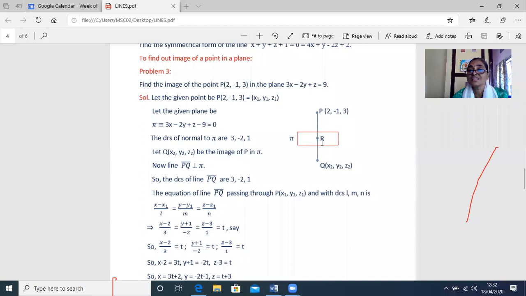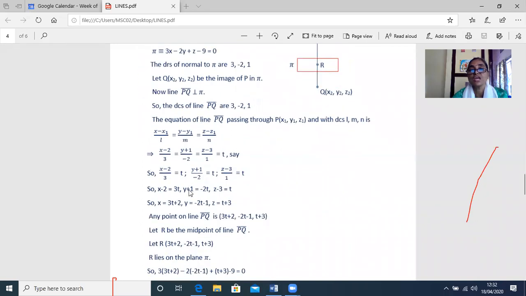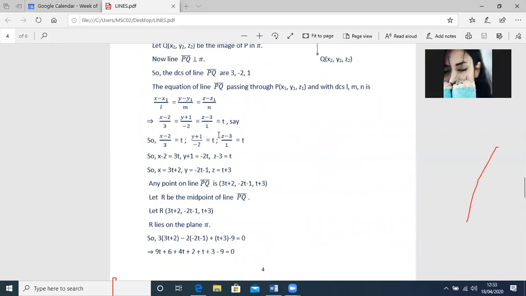What is this R? This is a point on the line PQ. To find the point R on the line PQ, you equate the line to t. So (x minus 2) by 3 is t, (y plus 1) by minus 2 is t, (z minus 3) by 1 is t. From this you get a point on PQ: x is equal to 3t plus 2, y is equal to minus 2t minus 1, z is equal to t plus 3. So now you have a point on the line PQ. Let us name it R.